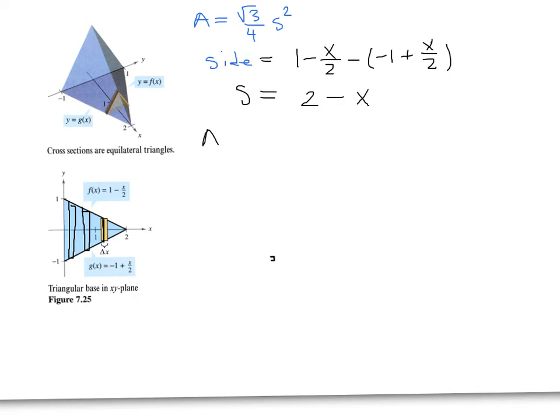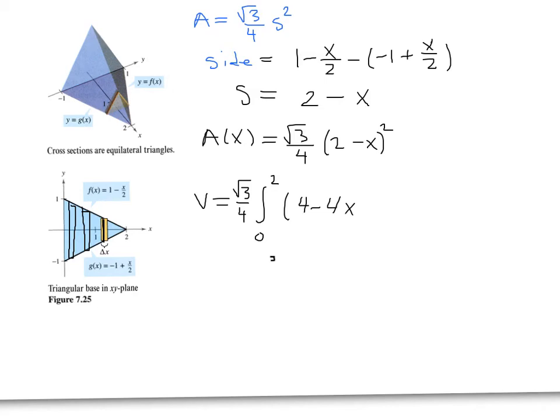Thus, the area of my cross-section, A of x, is equal to root 3 over 4 times (2 minus x) squared. And to find the volume, I need to add up all of my slices. So my slices begin at x equals 0, and they end at x equals 2, so my integral goes from 0 to 2. I'm going to factor the root 3 over 4 out, and I will expand the (2 minus x) squared: 4 minus 4x plus x squared dx.